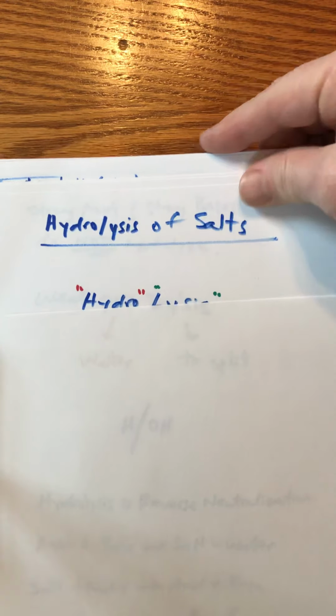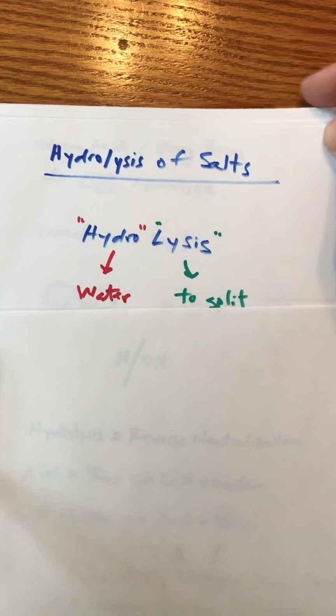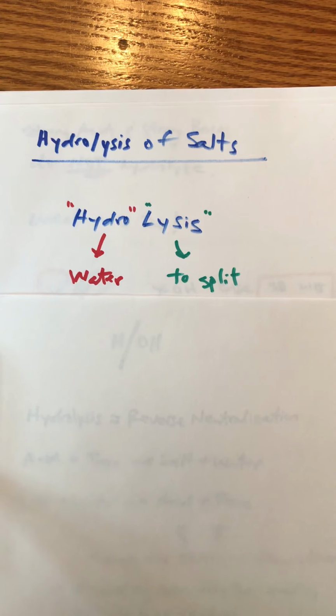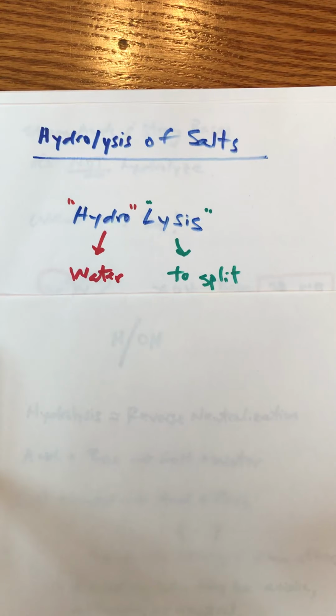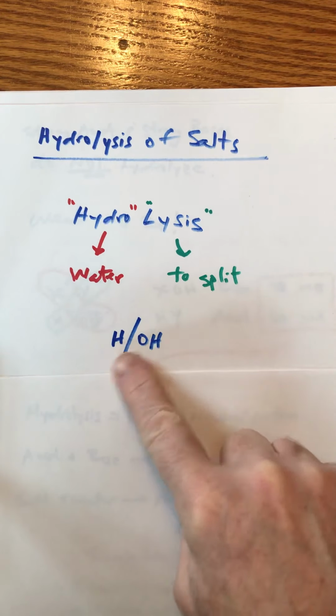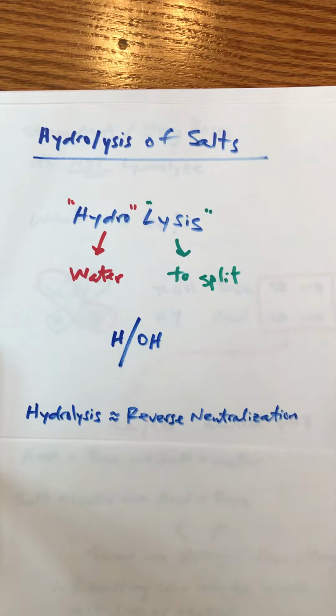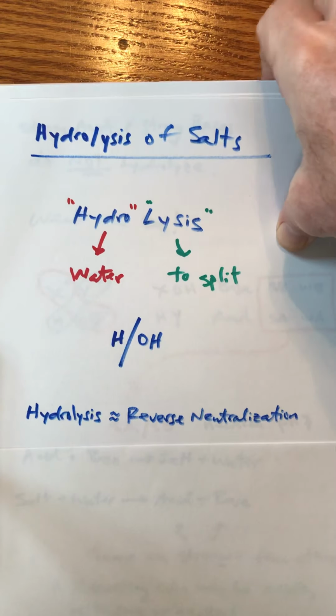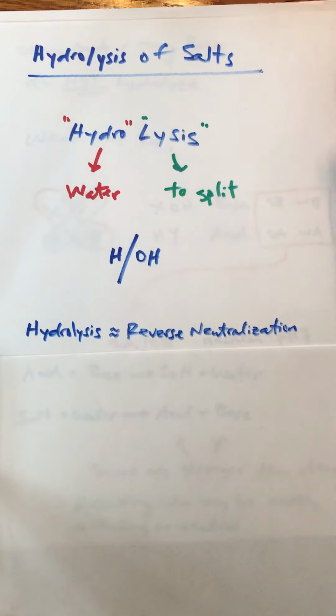So literally the term hydrolysis comes from hydro, meaning water, and lysis, to split. So we're talking about breaking water apart into hydrogen ions and hydroxide ions, at least under one conceptual definition. Splitting water apart. So you can think of it in terms of reverse neutralization.